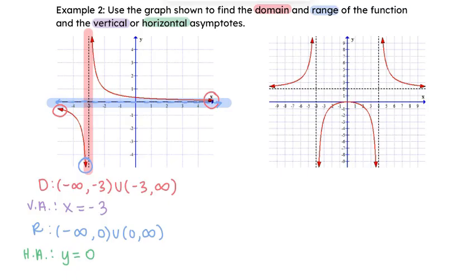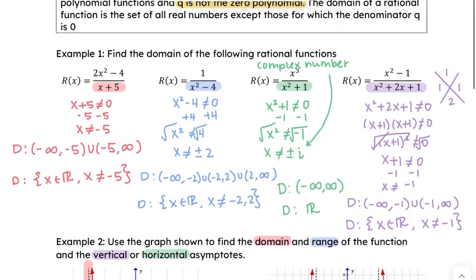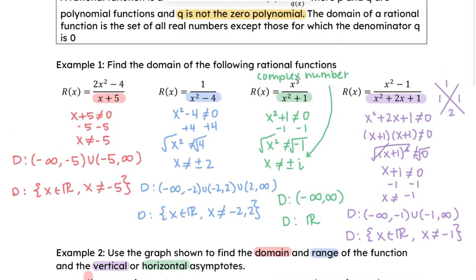So when I was looking for my domain restrictions in example 1, I was also finding my vertical asymptotes.